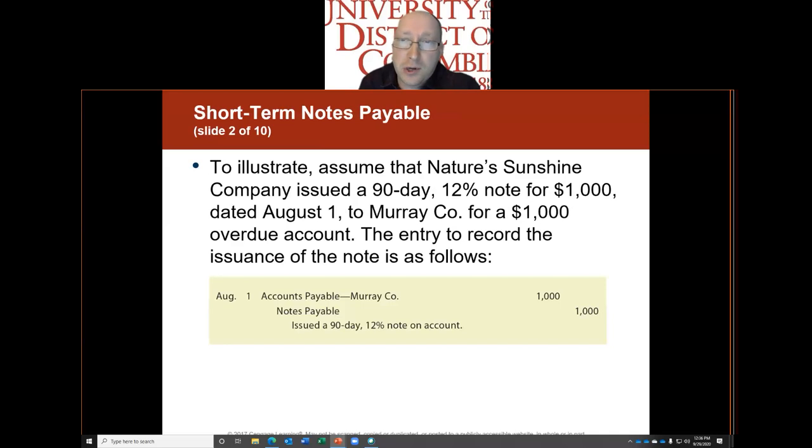To illustrate, assume that, here's an example. This company issued a 90-day 12% note for $1,000 on August 1st for an overdue account. So we debit accounts payable to reduce the accounts payable, and we credit notes payable to increase notes payable. Basically, all this is we're transferring the debt from accounts payable to notes payable, because it's going to be a little bit longer term. 90 days, 12%.